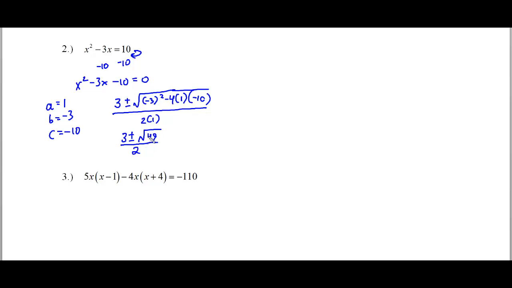And what I like to do here is split the wheels of the truck up a little bit, or split the 2 up. So what I have is 3 halves, and I do this because sometimes you're able to simplify the first and second fraction. The square root of 49 over 2 is another way of saying 7 halves. So I'm going to split this into two problems because it's a plus minus. So I got 3 halves plus 7 halves, and I'm going to have 3 halves minus 7 halves.